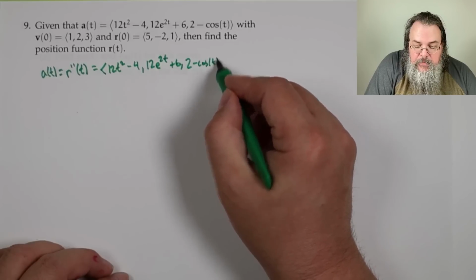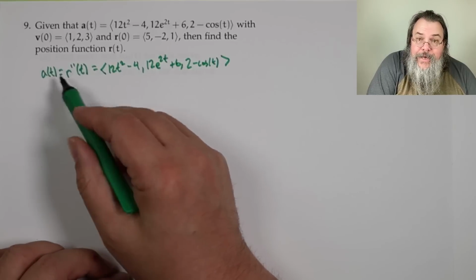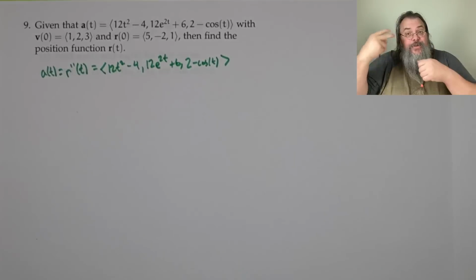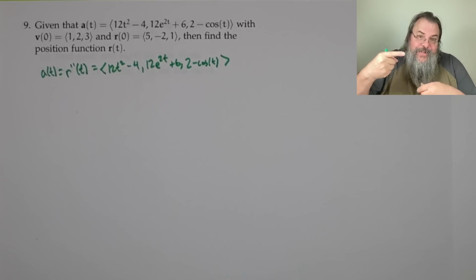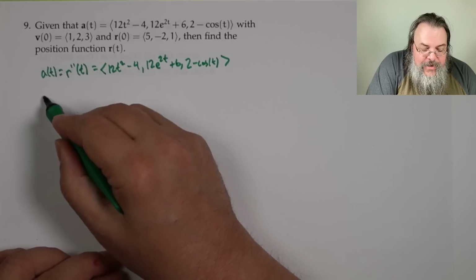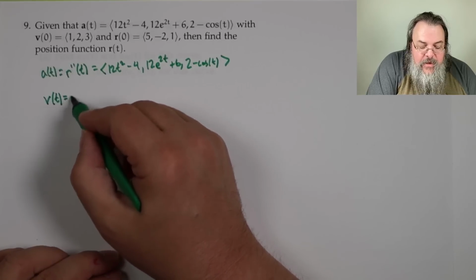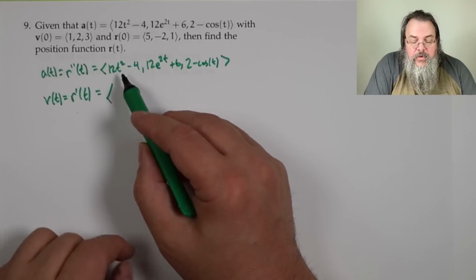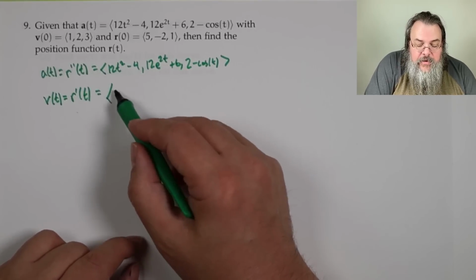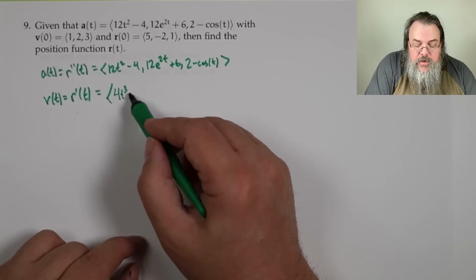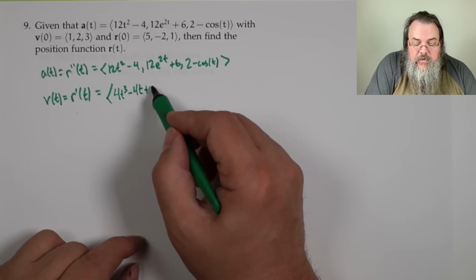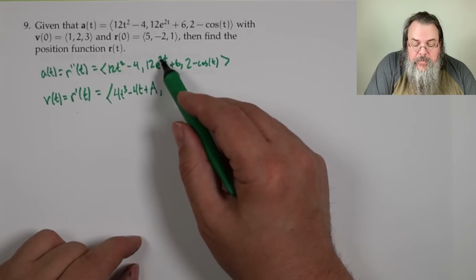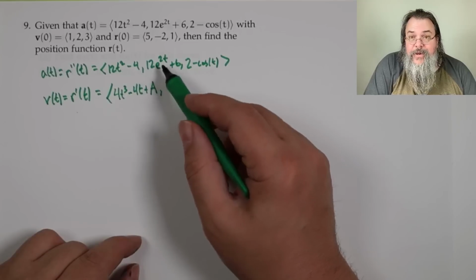Now, we integrate once, right? Our goal is to get r. We have r double prime. So we're going to integrate twice. Well, if we're going to integrate twice, we have to first integrate once. So integration of acceleration gives velocity. That's r prime of t. And integrate term by term. So here, add 1, divide. So that would be 4t cubed minus 4t plus some constant a, comma. Here, don't forget to divide by the 2. That's essentially coming from the chain rule.